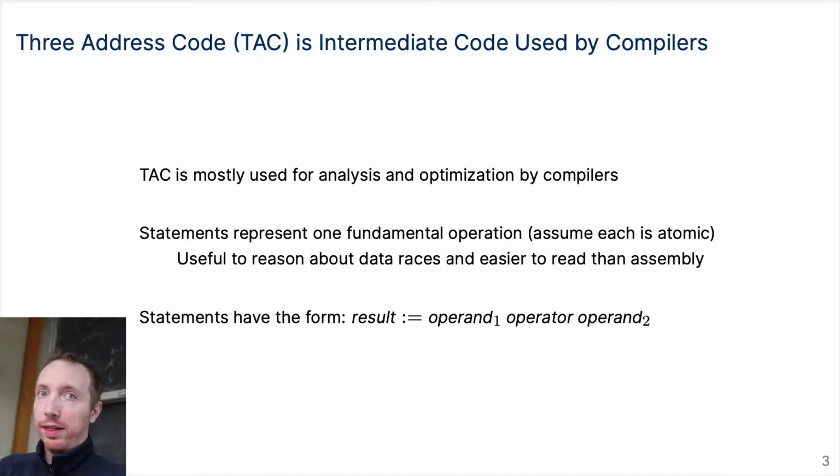So you do this because it's useful to reason about data races. It actually tells you what's going on in the hardware without having to read assembly. The statements are all going to have this form: some result equal to, at most, an operand with an operator and another operand. And that's as complicated as they get. They're dead simple, and you can represent the entire program using statements that small.